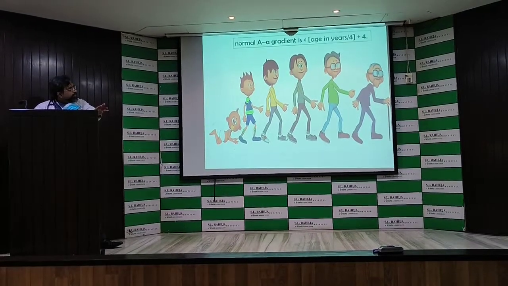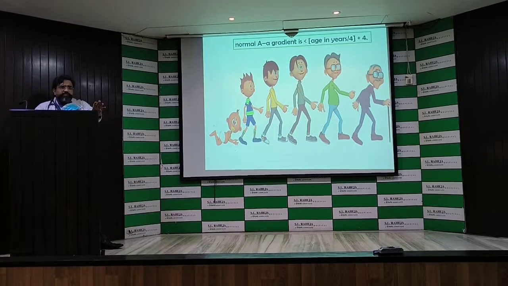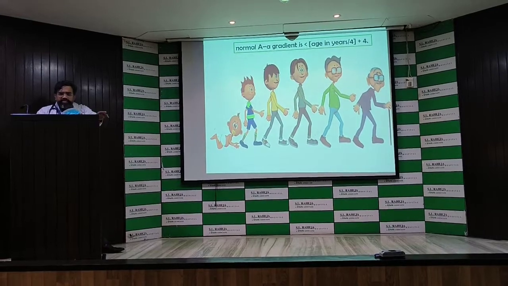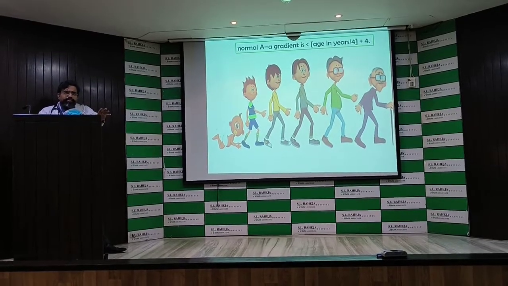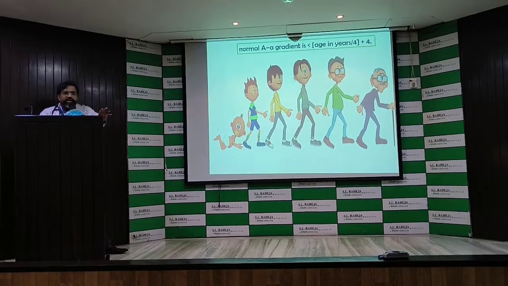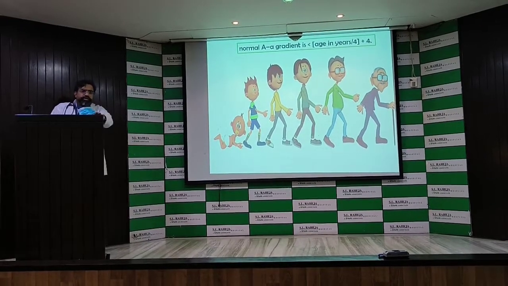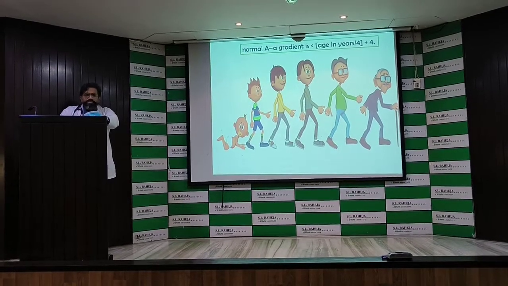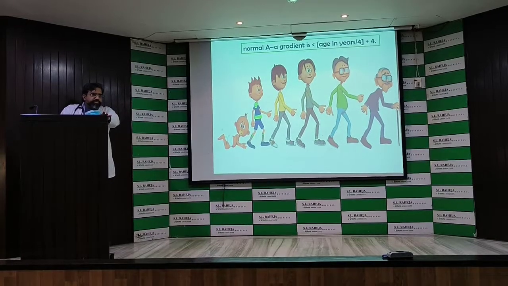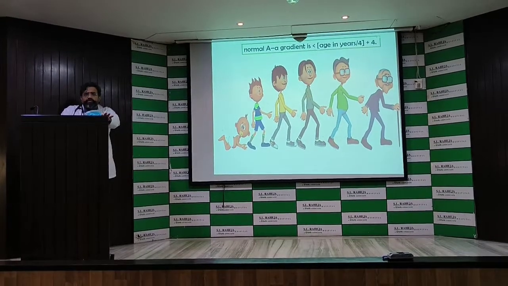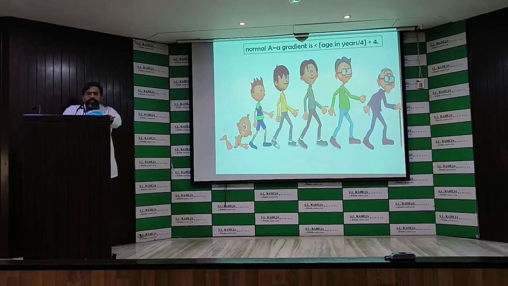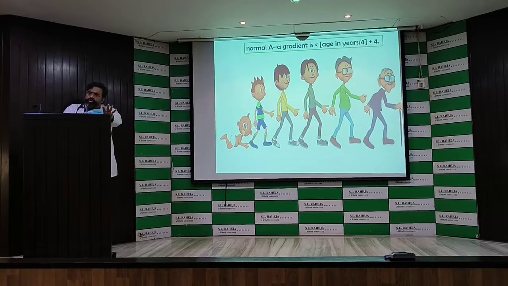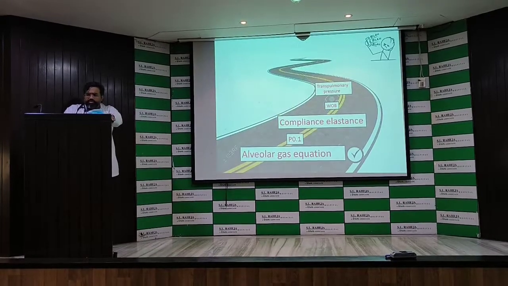So normal A gradient for any patient is age in years divided by 4 plus 4. Clear? If you want to check for a 60-year-old gentleman, 60 divided by 4 is 15, plus 4, that's around 19. So it varies by age. So what you understood from the regular gas equation is that it depends on pressure, depends on FiO2, and it also depends on age. There are 3 things. These are the only 3 things you need to understand of the regular arterial oxygen gradient.